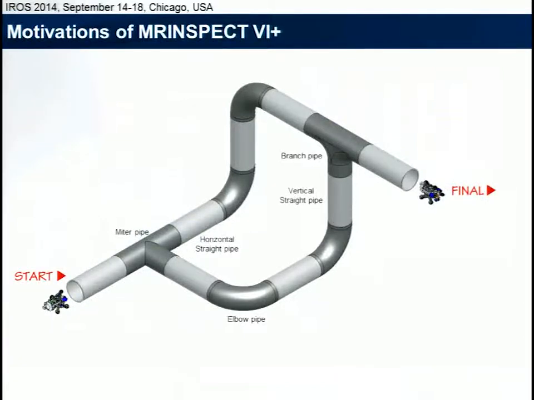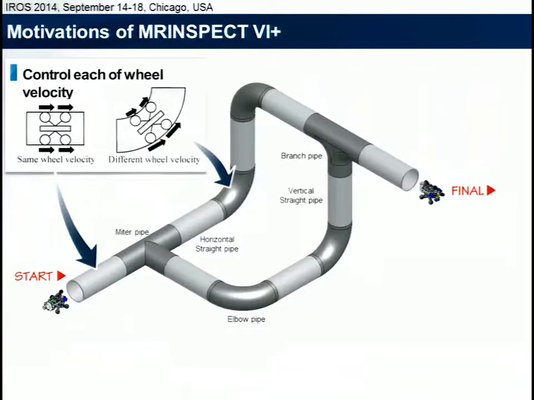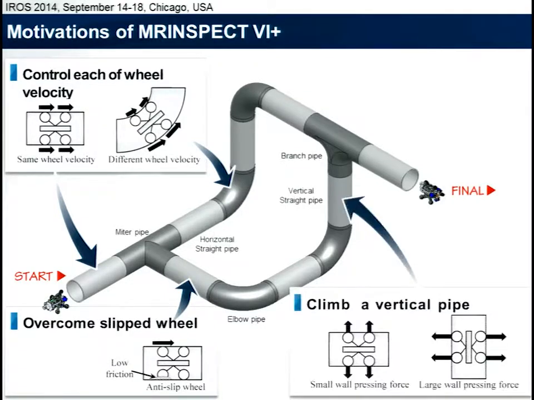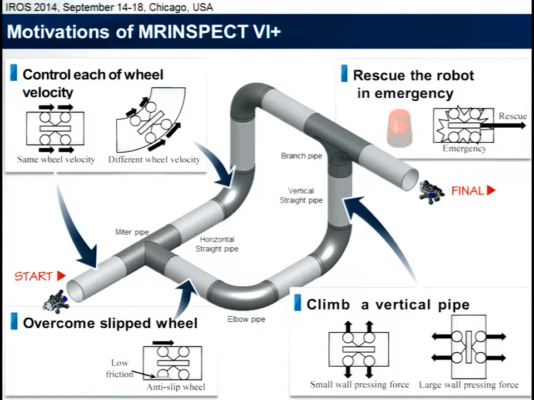First, when the robot travels in a curved pipeline, each wheel has a different path. How do we control each wheel's velocity? Second, a brake mechanism is needed to overcome a slipped wheel. Third, the ability to climb a vertical pipe is required. Finally, we want to be able to rescue the robot in an emergency. To solve the problems, we applied 4 mechanisms.